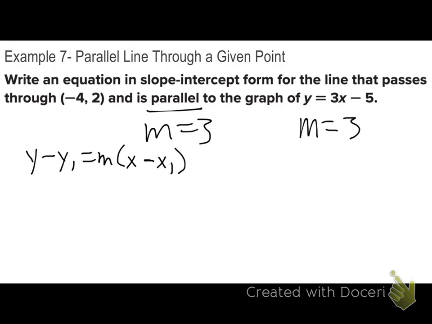So, what's my y1 value? So I put y minus 2 equals, what's my slope that I'm using? 3, because it's got to be parallel to this one, which also has a slope of 3. Times x minus, what's the x value? Negative 4. Is everyone okay if I put plus 4? Do we understand why I put plus 4? Yes. We're subtracting negative 4, so it's going to turn to plus 4.